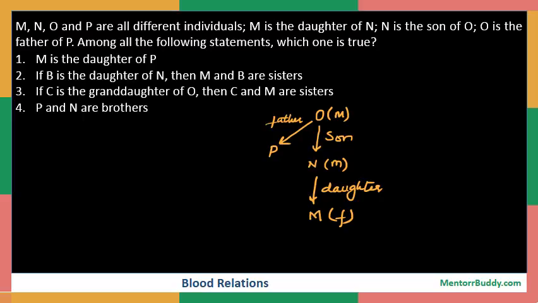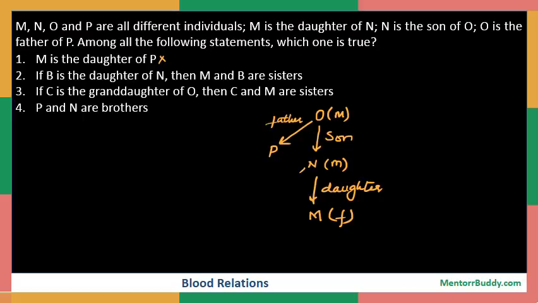So I have put all the information which is given in the question in the form of a flowchart. Now let me check the options. First option, M is the daughter of P, which is clearly a wrong statement. So this is incorrect.